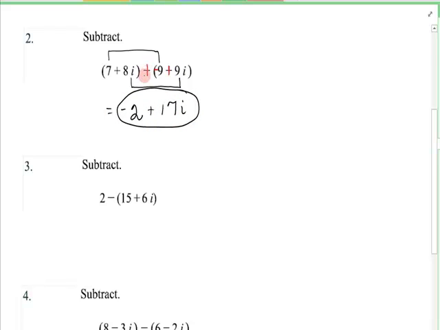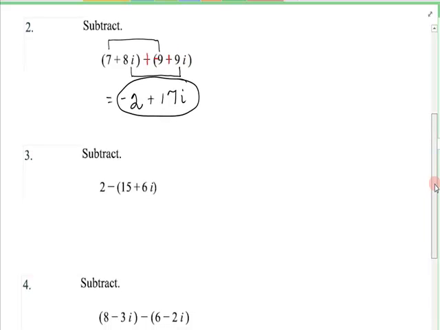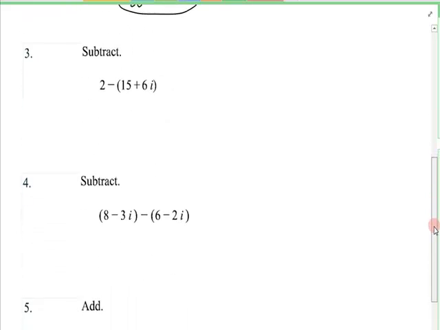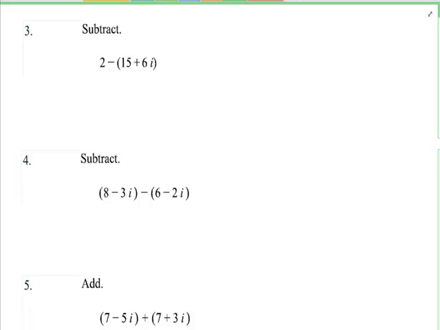Be careful with subtraction. Keep the first one as is, change to addition, change the second complex number to its opposite by changing both of its signs. This is subtraction again. Keep the first one, which happens to be real, change to addition, change the second complex number to its opposite, changing both signs. So I have a positive 2 and a negative 15. That gives me negative 13. And I don't have any other imaginaries, so I'll just put minus 6i.